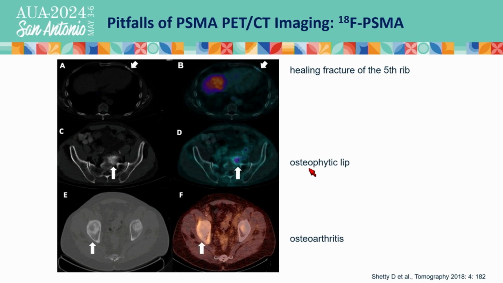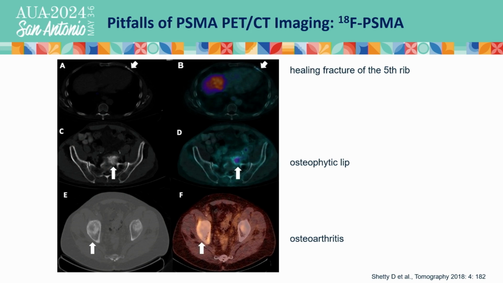Besides gallium, we have another tracer, the fluoride tracer, which can be used. The fluoride tracer has some advantages and some disadvantages. The advantage is that the fluoride tracer is not excreted by the kidney, so you will not have false positive or false negative results due to some activity in the ureter or due to some activity in the bladder.